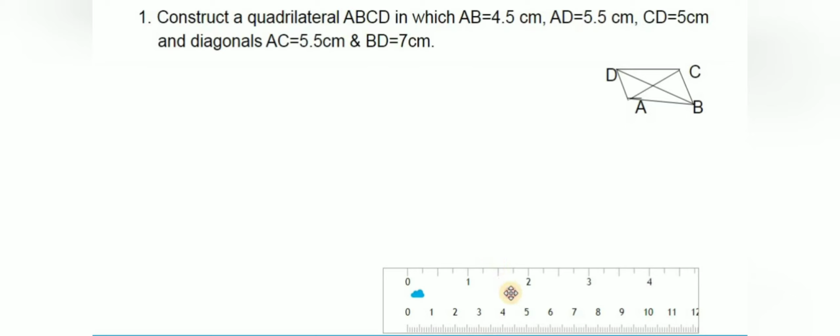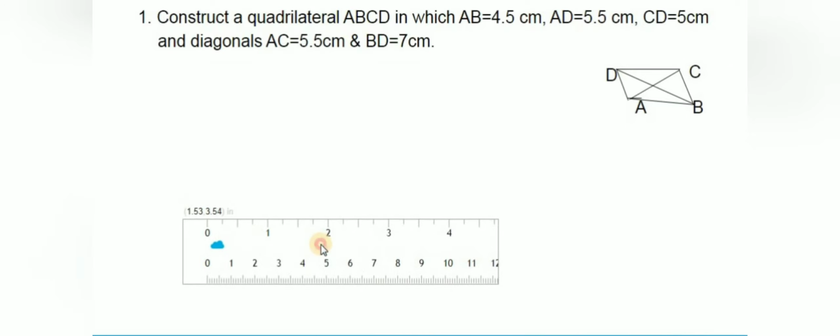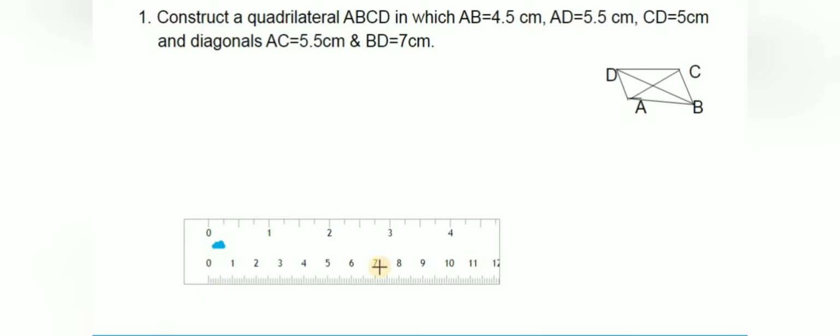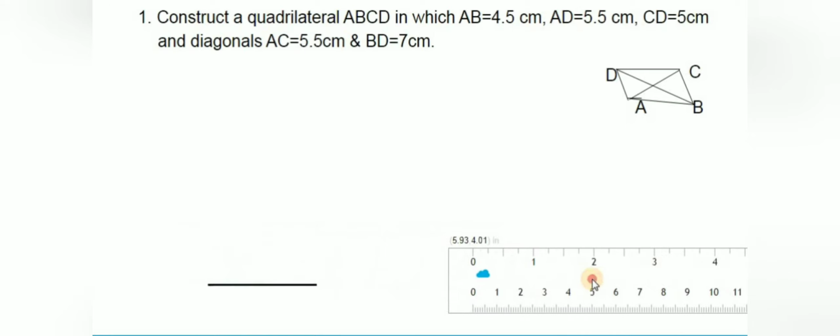See that rough sketch. What is the base? Base is AB. What is given? AB is given, that is 4.5 centimeter. By using the ruler, just draw the base of this quadrilateral, that is AB, 4.5 centimeter. Look at that, 4.5 centimeter as the base of this quadrilateral. After that, one more side, that is AD, from point A to D.